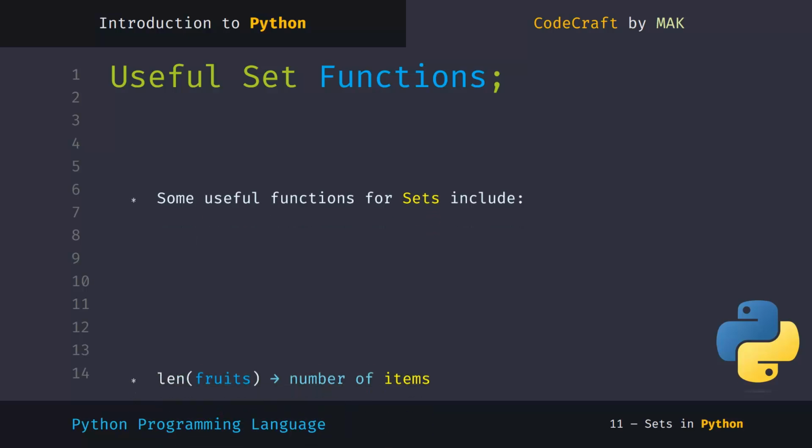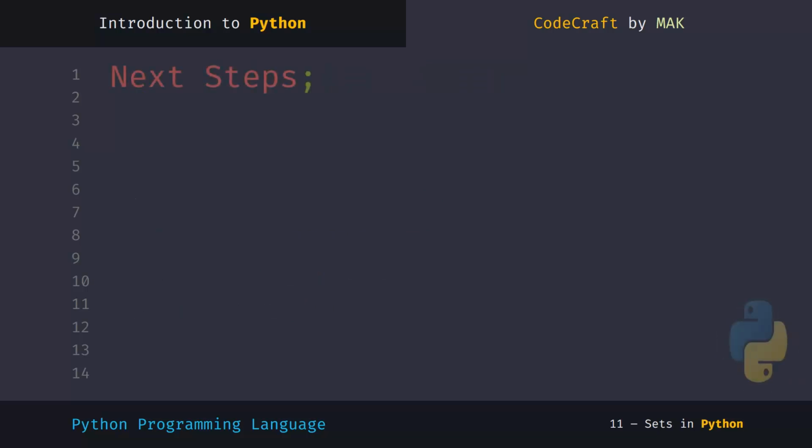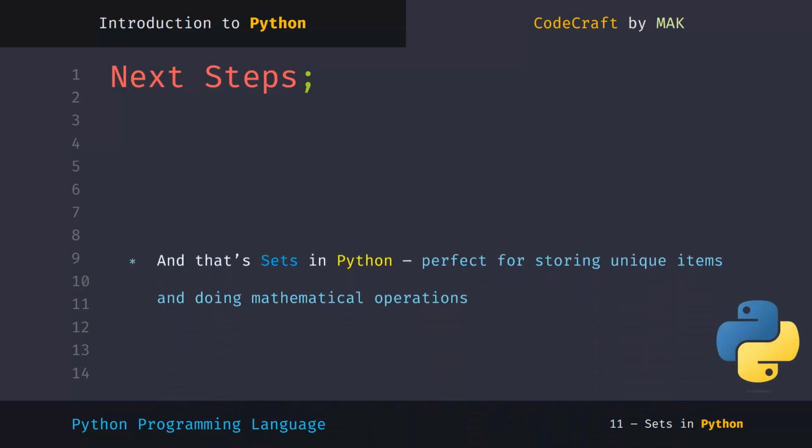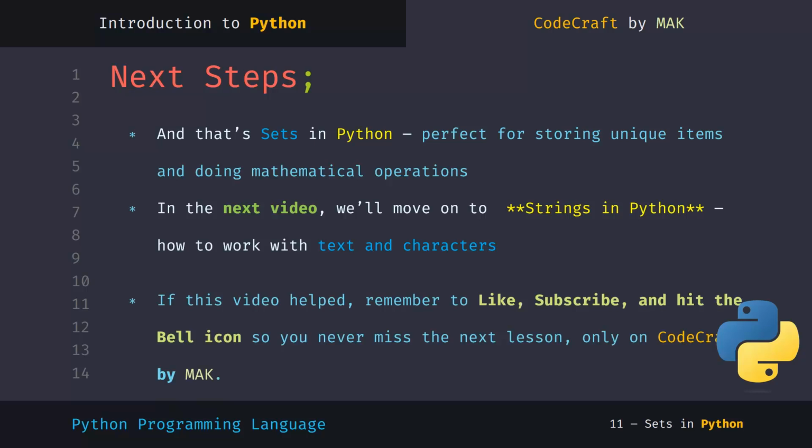Some useful functions for sets include length. len of fruits means number of items. Clear, empty the set. Copy, copy the set. And that's sets in Python, perfect for storing unique items and doing mathematical operations. In the next video, we will move on to strings in Python, how to work with text and characters.